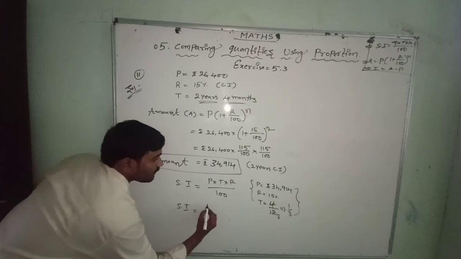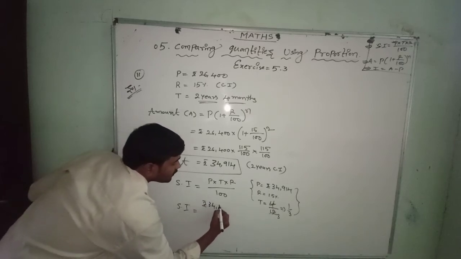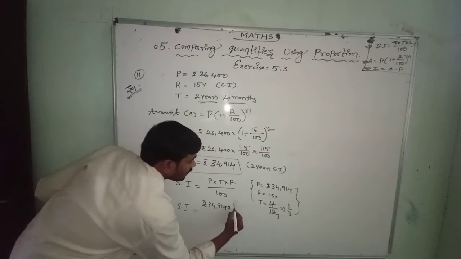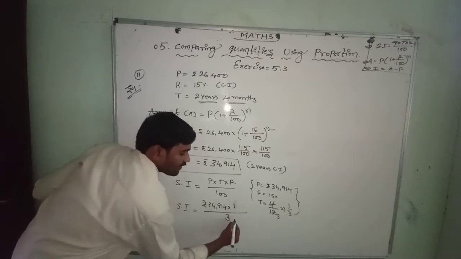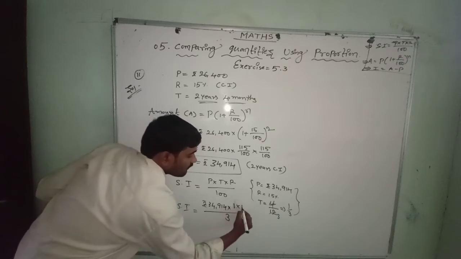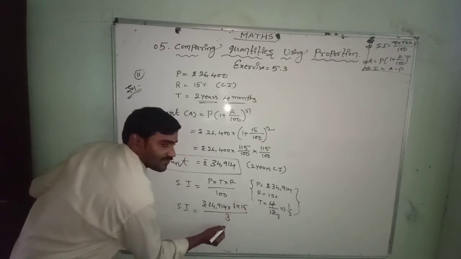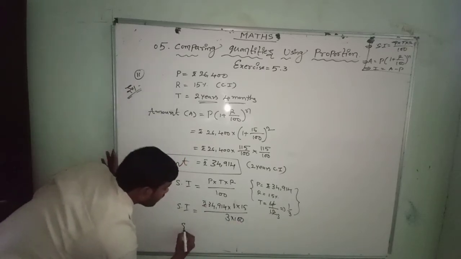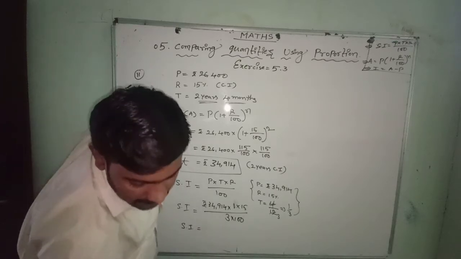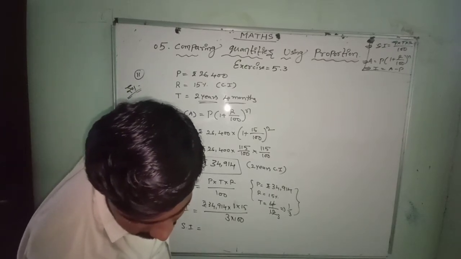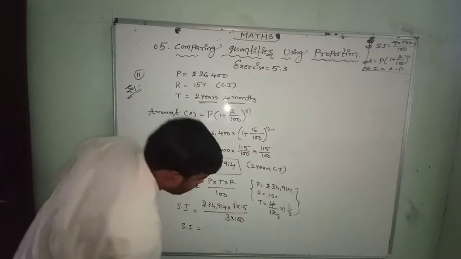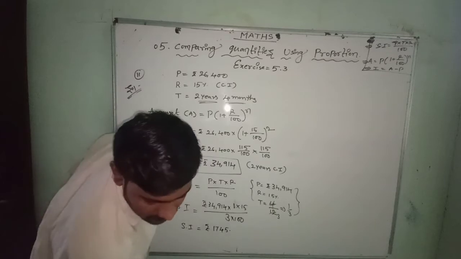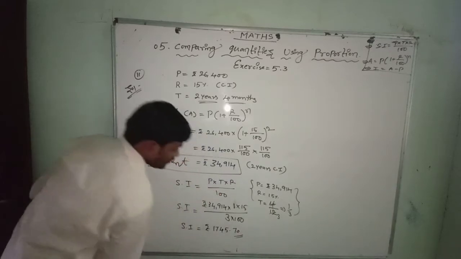Therefore simple interest equal to rupees 34,914 into T equal to 1 by 3, into R equal to 15%. If you write 3 here, it will divide here, only into 100, according to the formula. Now, by simplifying this, we get 1745 rupees 70 paisa. So this is the simple interest.